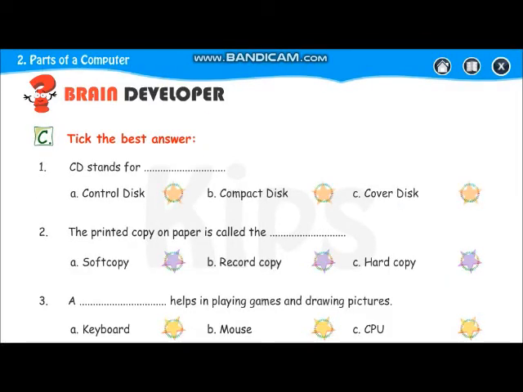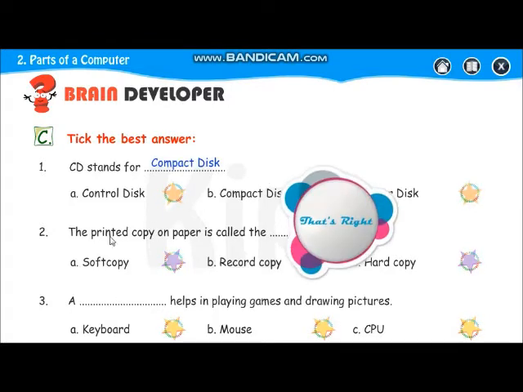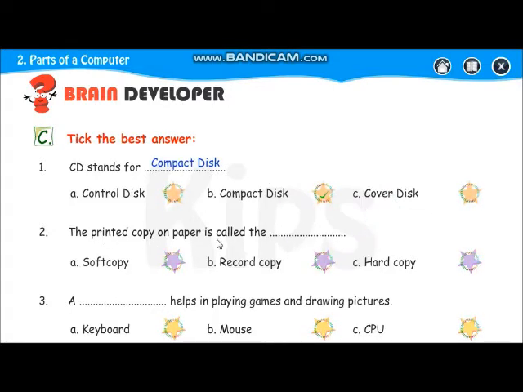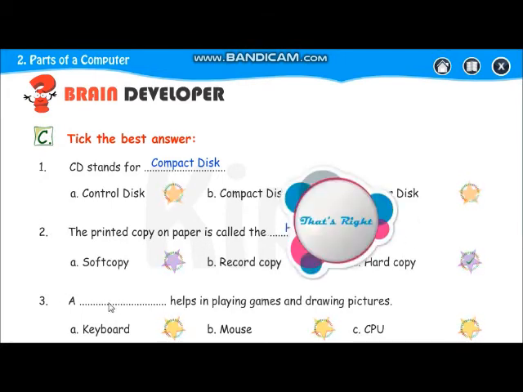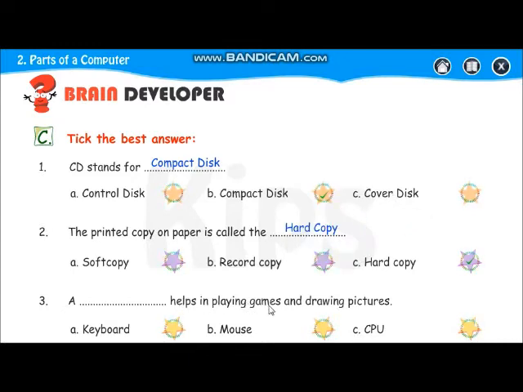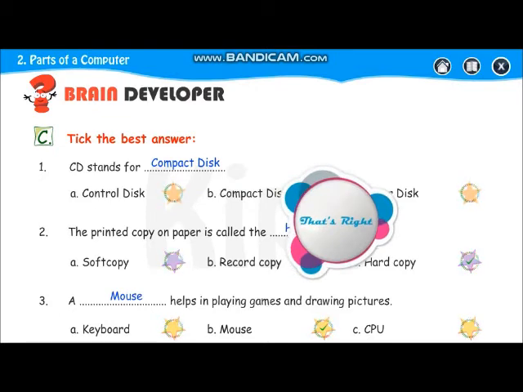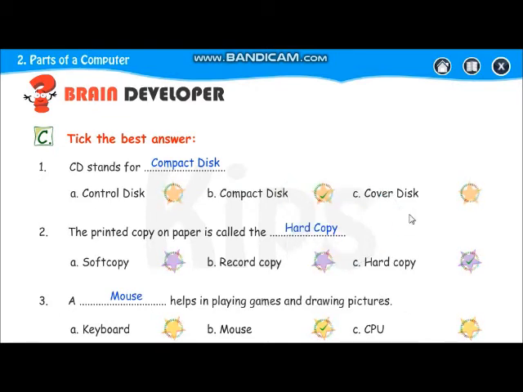Now tick the best answer. What do we have to do? We have to tick the best answer. CD stands for compact disc. The printed copy on the paper is called hard copy. A dash helps in playing games and drawing pictures. Mouse. You have to tick on the word and write it down also.